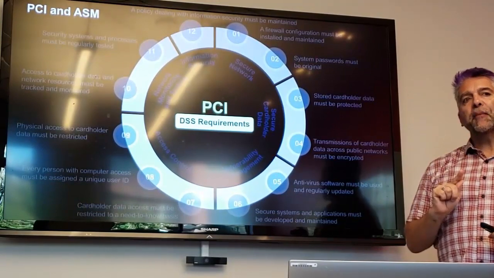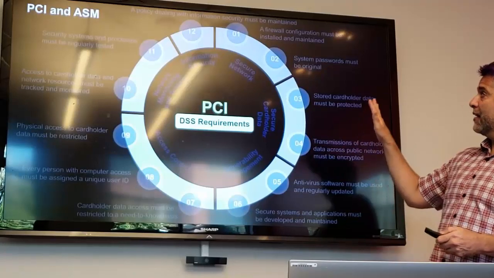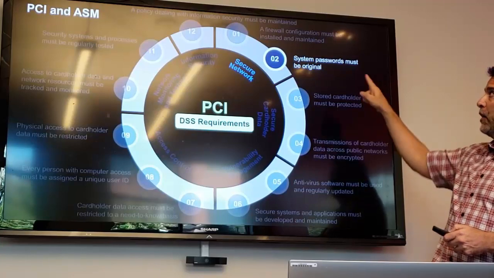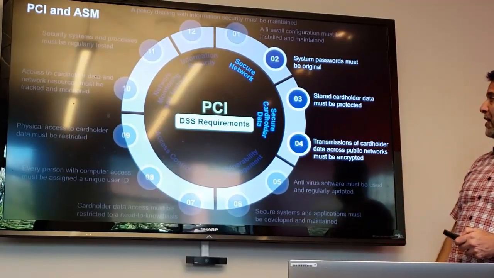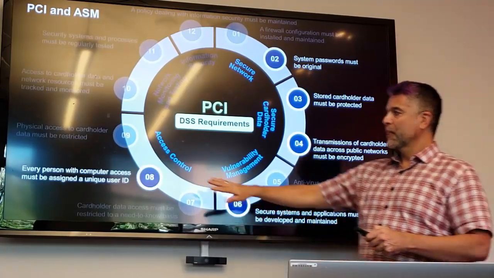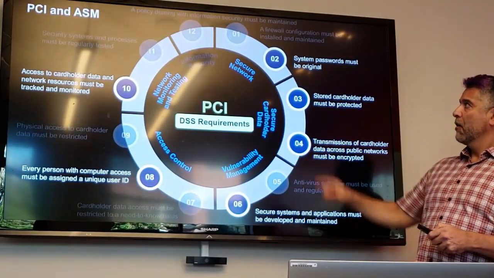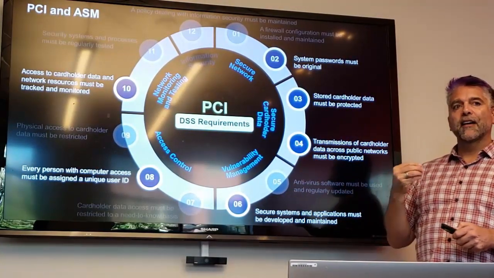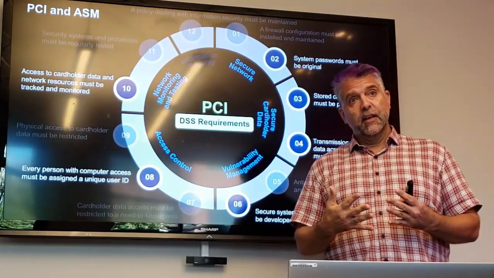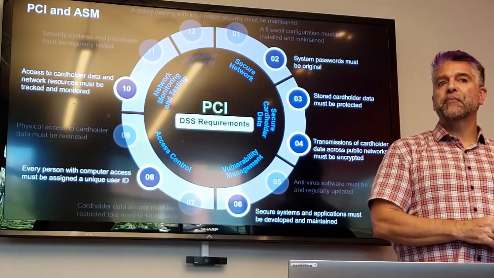Now, let's talk about PCI compliance and ASM. Because as I said, not all of these apply to ASM. We can do that with ASM. We can do this. Those are the six of these subcategories that an ASM security policy can help a company become PCI compliant.